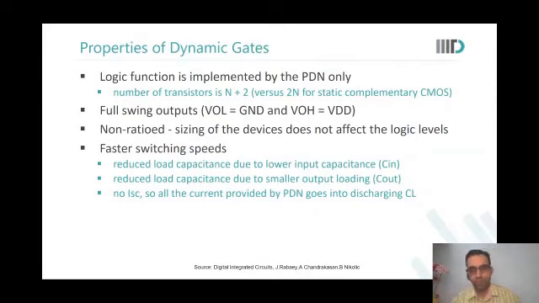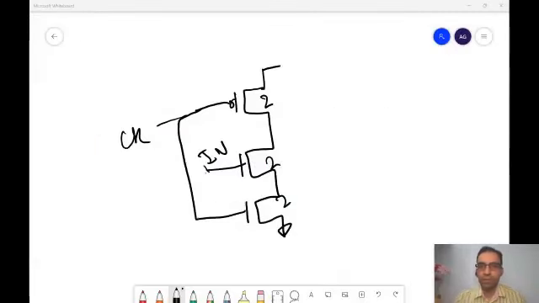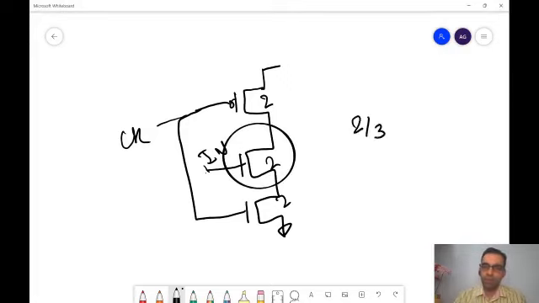Understood sir. So if you look at it, just give me a moment. Your system would look like this. Am I right? Yes sir. This will be a dynamic inverter. So the logical effort is 2 by 3. Okay.